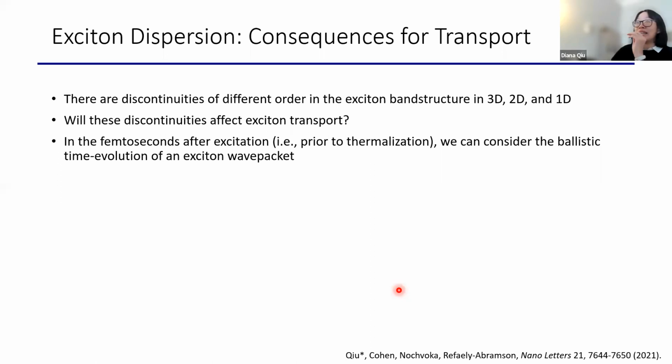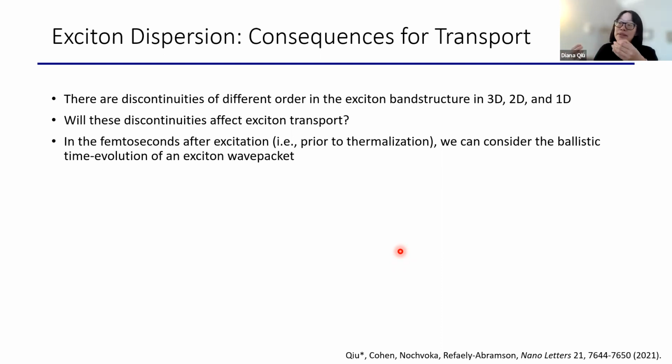So to summarize, we see that there are discontinuities of different order in the exciton band structure in 3D, 2D, and 1D. And these discontinuities are purely a quantum mechanical effect coming from the exchange interaction, and they can't be understood from the underlying electronic band structure alone. So the next question is, how are these discontinuities going to affect exciton transport?